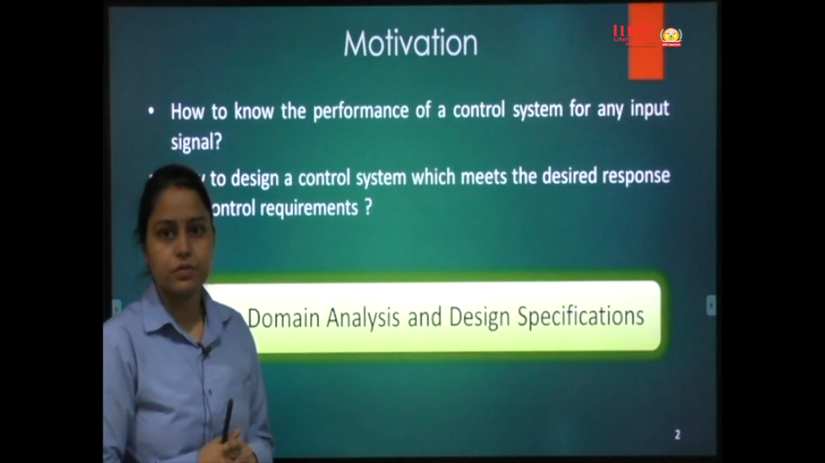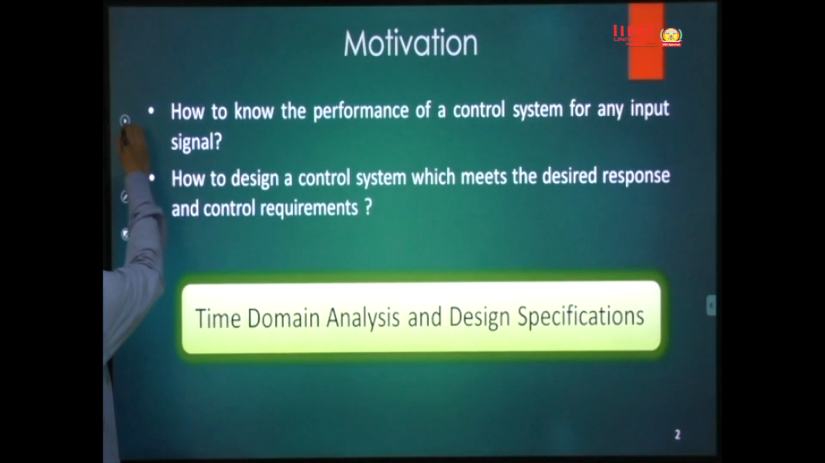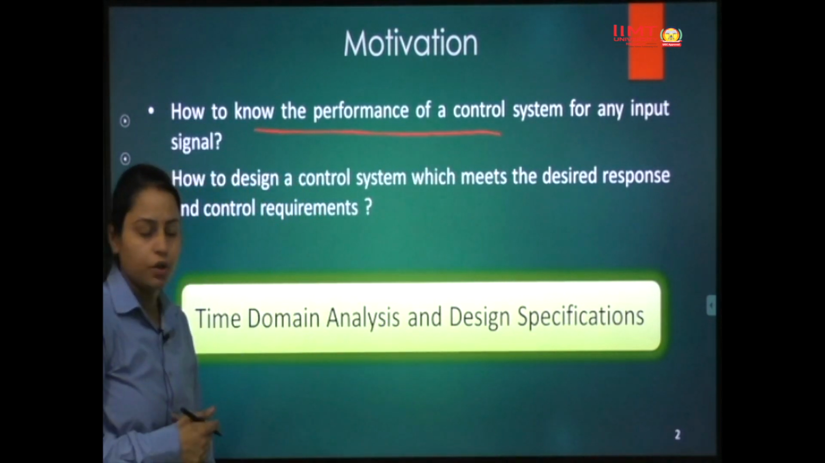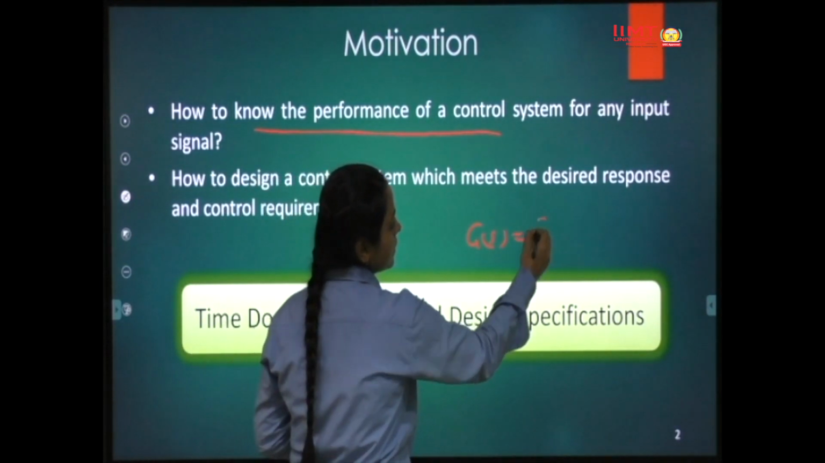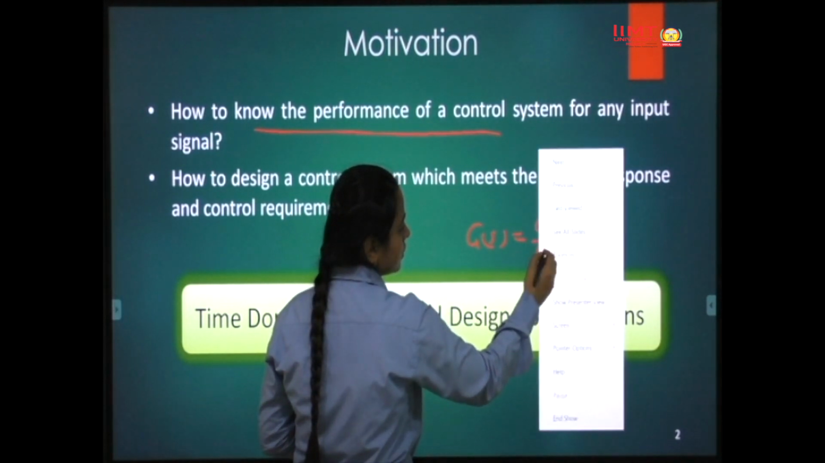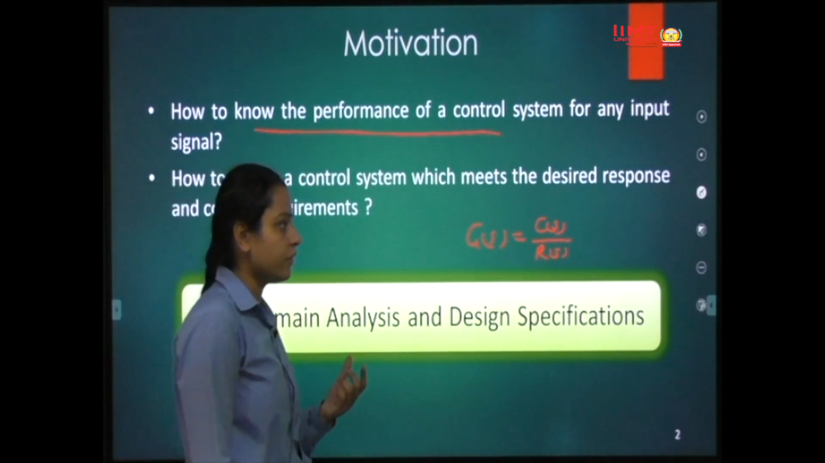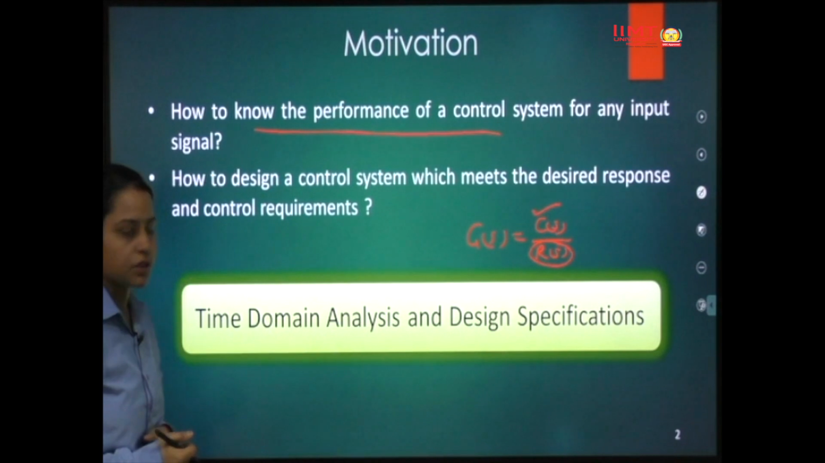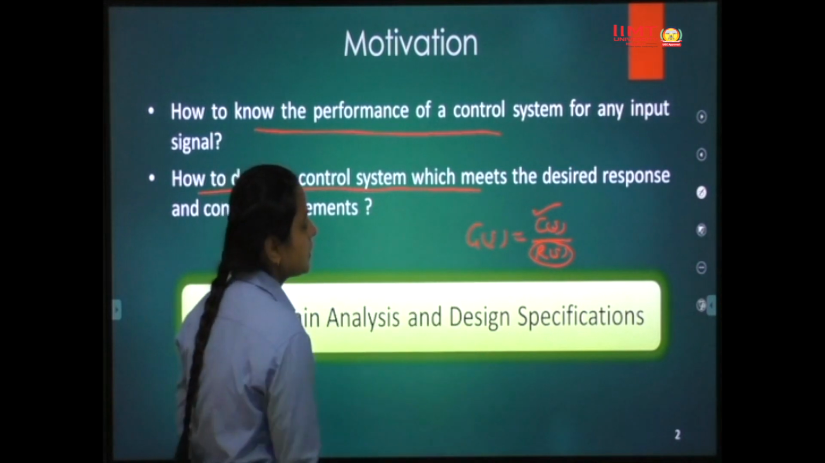So what is the motivation behind this particular analysis? This analysis would help us to know the performance of control system for any kind of input. As we all know, in the previous lecture we have seen that the transfer function of any system is equal to the output upon input. So if we know what kind of input we are applying to the particular system, we can get the output response in time specifications.